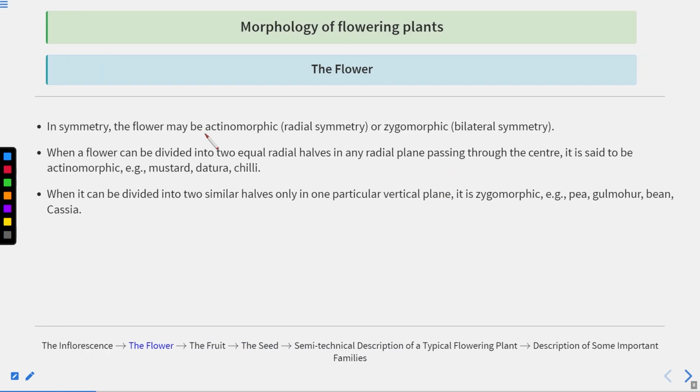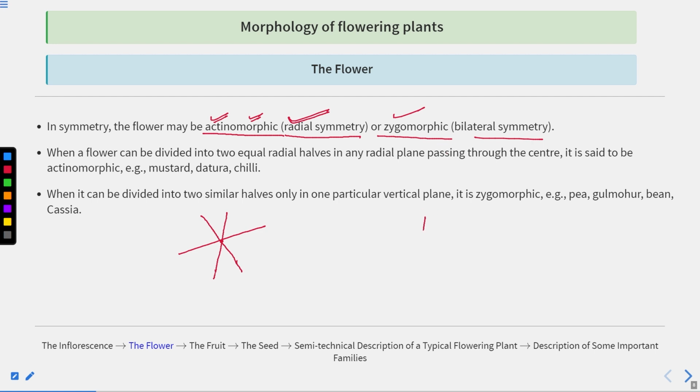Now, in symmetry, the flower may be actinomorphic, that is showing the radial symmetry, or zygomorphic, bilateral symmetry. So, there are two types of symmetry. Okay. So, let us try to understand what is the meaning of actinomorphic. If you divide any flower from a number of axes and that divides the flower into two equal halves, okay, and this line of symmetry should pass through the center of the flower. So there are a number of lines of symmetry, so that is showing the radial type of symmetry, and this is the actinomorphic symmetry. Now there is a zygomorphic.